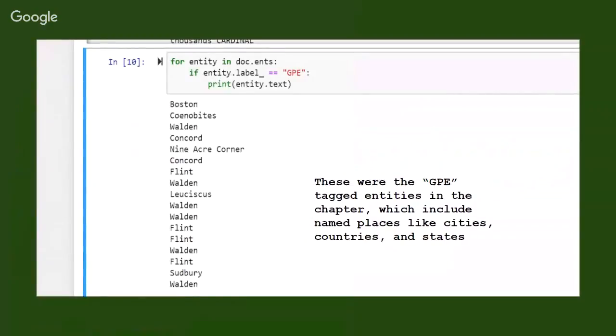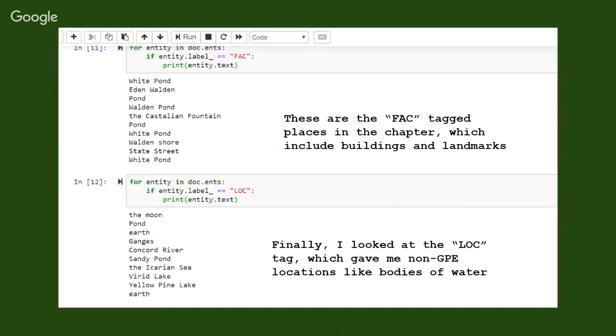So these were my GPE-tagged entities. You get places like Boston, Concord, Walden. And this allowed me to look at where he was, I guess, in a wider scope. It's basically the bigger picture. So Walden, Concord, it's the geopolitical entity that all of these ponds were centered around. And then once I looked into the FAC and the LOC tags, you get more of the specifics. So this is when you pick out White Pond, Flint Pond, and the other places that stick out.